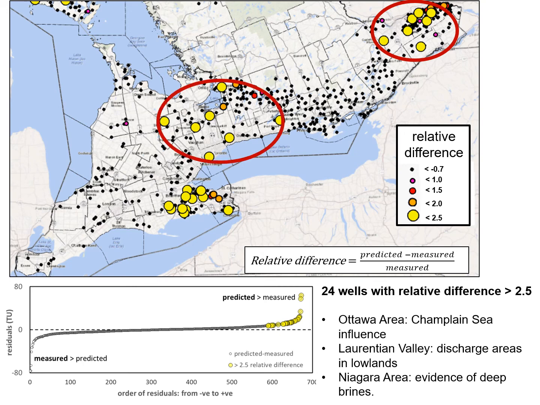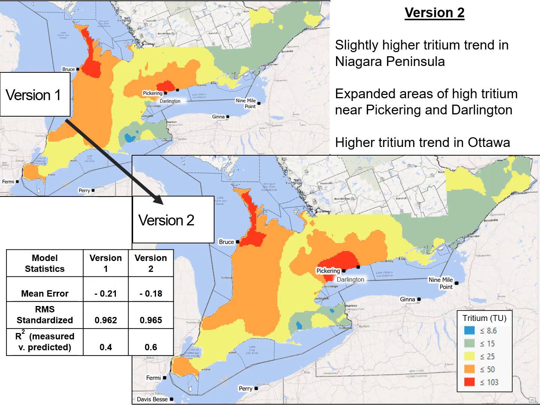In the Laurentian Valley area, these samples occur in lowland areas at the end of longer flow paths and tend to contain high methane. And on the Niagara Peninsula, these samples are impacted by brines with high TDS and hydrogen sulfide, as well as chloride-bromide ratios that are common to local brines. So with those 24 wells removed, here is version 2 of our tritium interpolation on the bottom right.